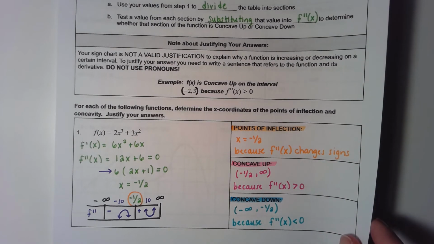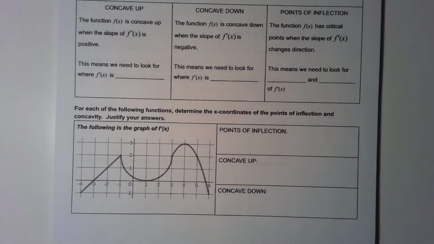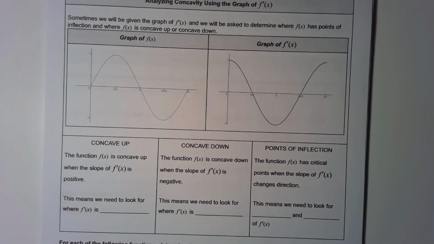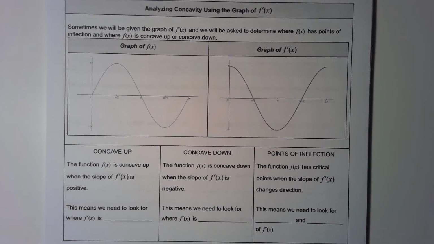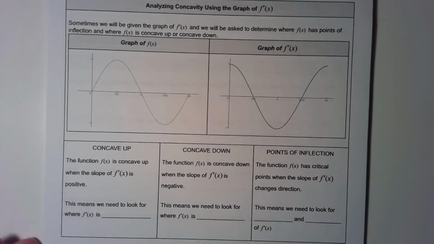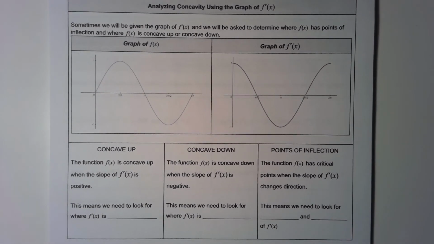Now, just like we did with our first derivative stuff, where we looked at increasing, decreasing, and critical points, we need to be able to find this information when we're given the graph of the derivative instead of the graph of the original. So I think it'd be really helpful to compare the intervals on the graph of the original, where we are concave up, to the corresponding intervals on the graph of the derivative, and the same thing with concave down and points of inflection. So let's start with concave up.